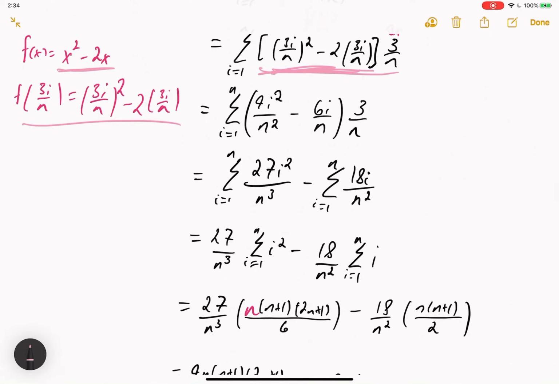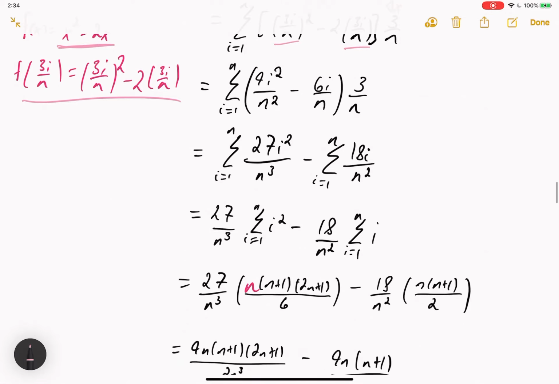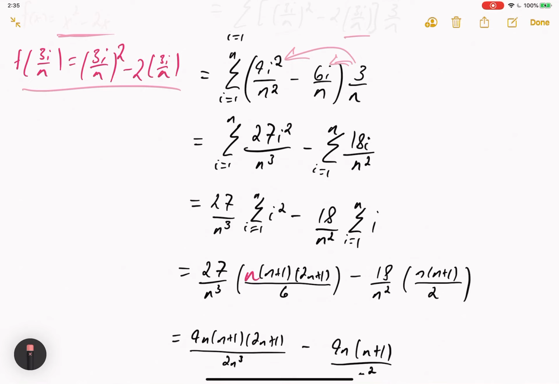So we get 9i squared divided by n squared minus 6i divided by n. All I did was simplify these. And then I'm going to go ahead and distribute the 3 divided by n to get 27i squared divided by n cubed, because 9 times 3 is 27, and then 3 divided by n times 6i divided by n gives 18i divided by n squared. I remember one of the rules with the sums we had was that they also break up over sums and differences. So I went ahead and broke up the sum over the difference.